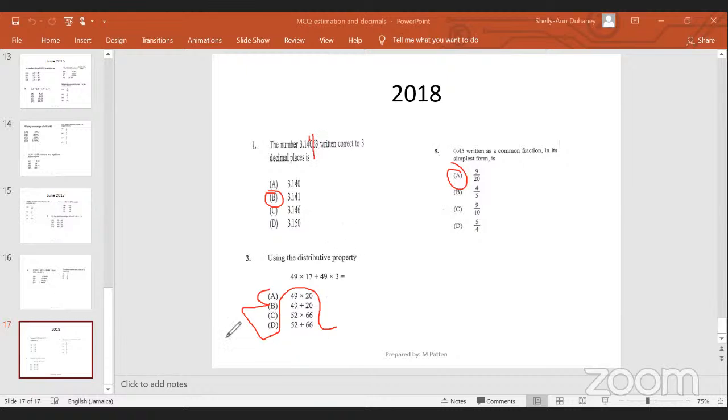All right. And the last question, again, the distributive law states that A times B plus A times C is equal to A bracket B plus C. So therefore, this is 49 bracket 17 plus 3.